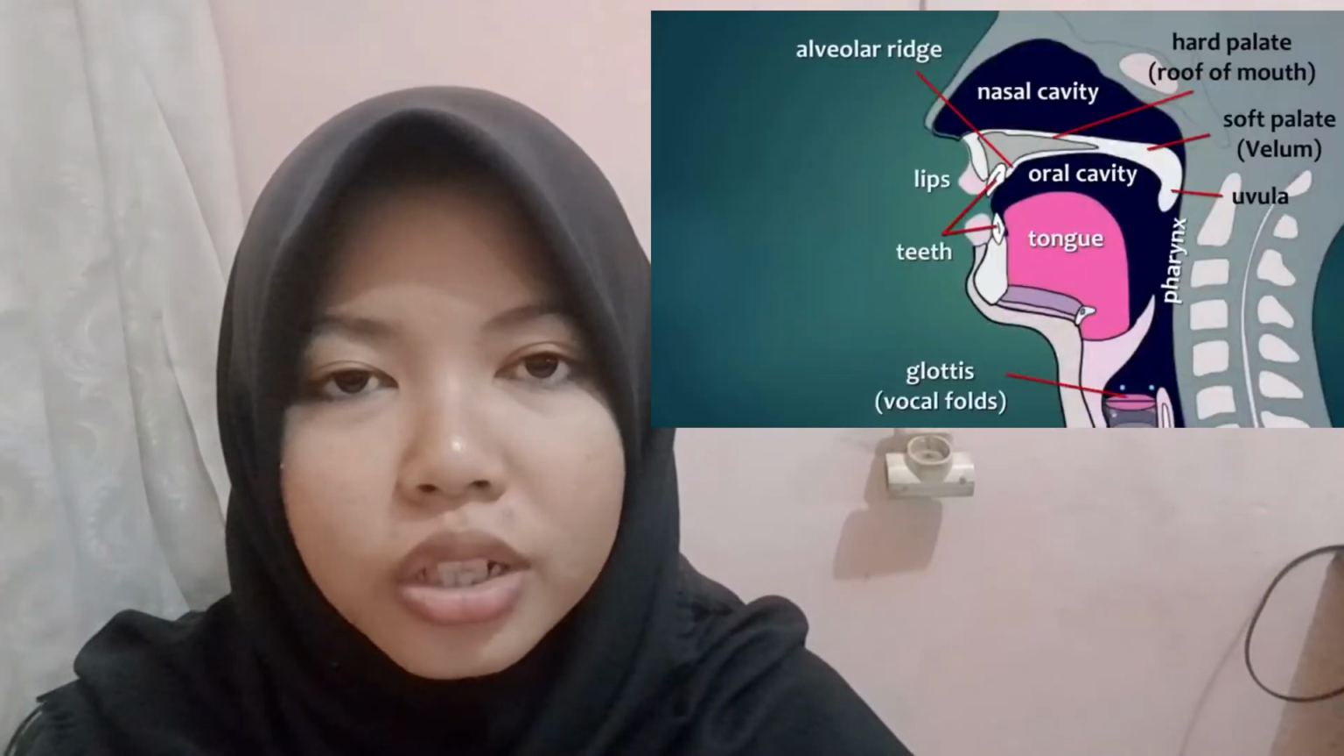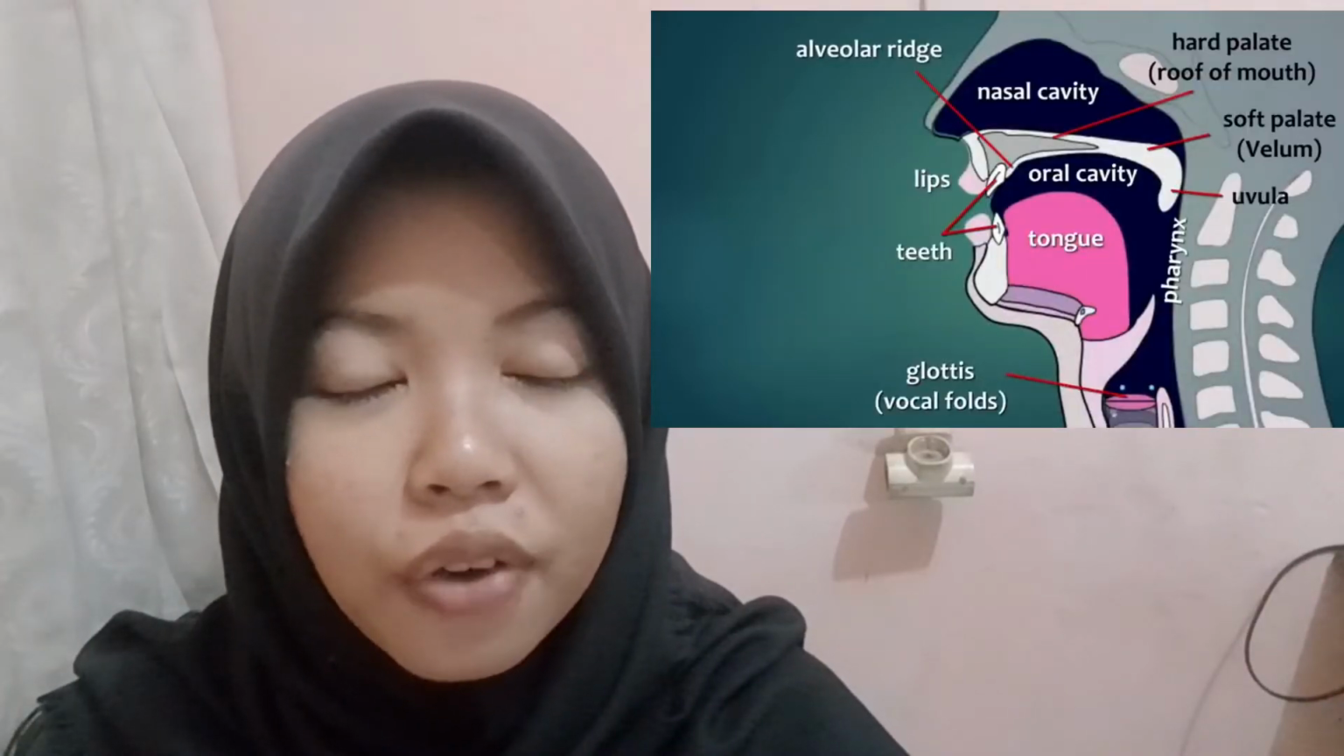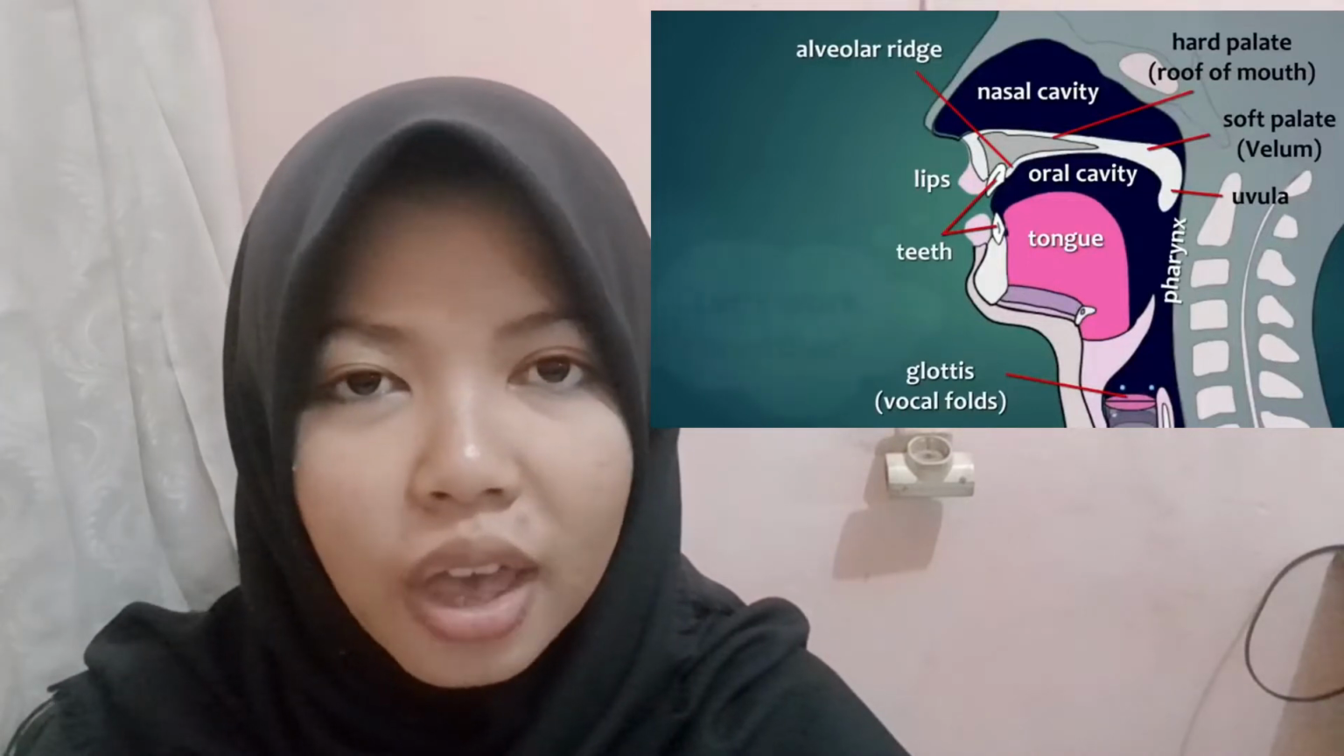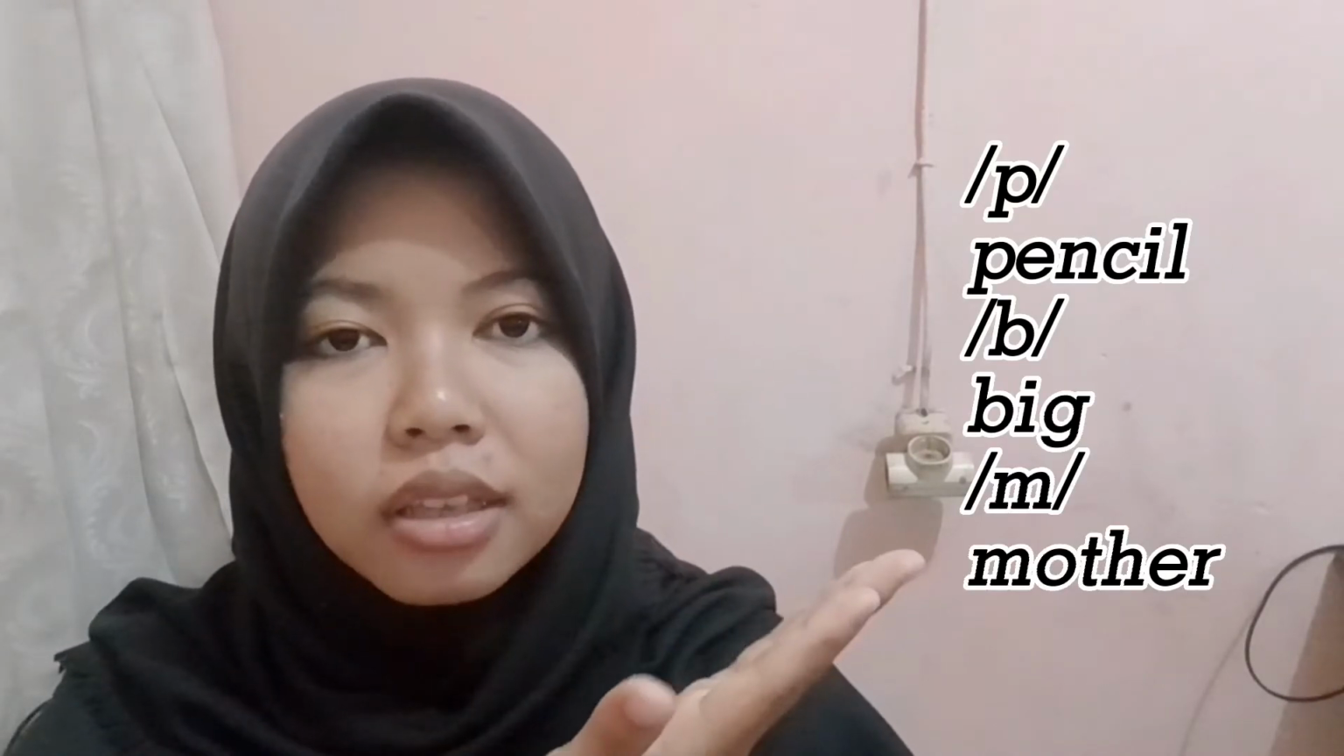Place of articulation refers to where in the vocal tract the construction of airflow takes place, and we start from bilabials. Bilabial is produced by bringing your lips together, like your upper lip and your lower lip are touching. Okay, let's try together. Pencil, big, mother.